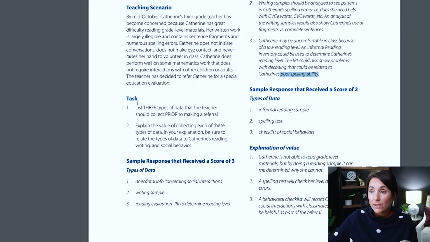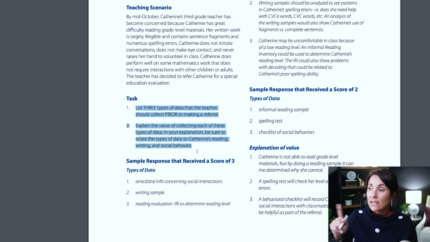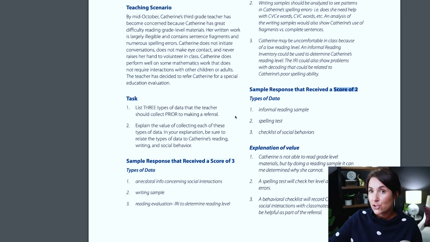And that's why it's so important to start here and map out, even on your scratch paper, what am I being asked to do? 3 types of data. Why are they important? Make sure they're about reading, writing, and social interaction. All right. Now let's take a look at a score of 2, and why it's a 2 and not a 3. I really like the way they gave this example because it shows one thing that I know to be true about these constructed responses. First of all, they do have the 3 types of data, and one is reading, one is writing, spelling test could be considered writing, and the other one is social behaviors. So that's a thumbs up.